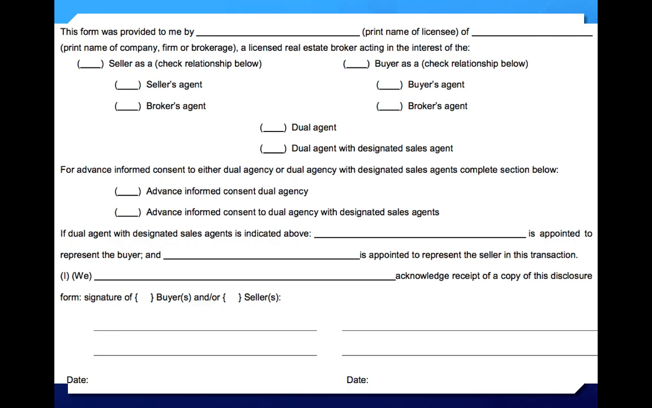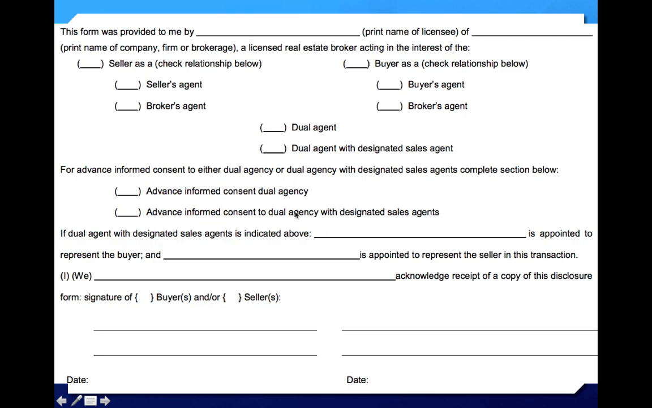And they're representing the company or the brokerage. So in this case, Peter from ABC Realty, licensed real estate broker, is acting in the interest of... All right. Now you see all these lines where we can start to fill out the checks, right? We can start checking off what this representation would look like.